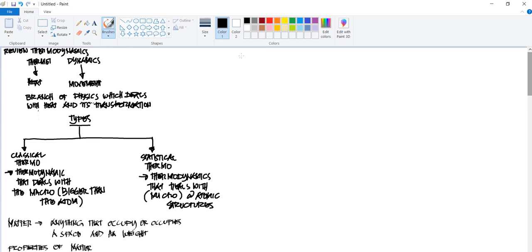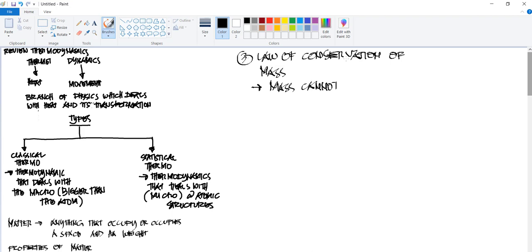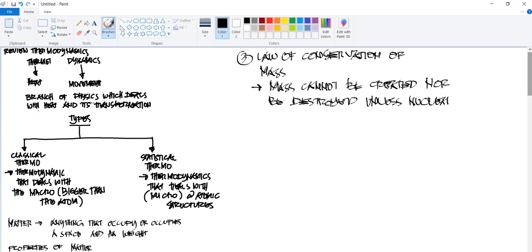So number 3 will be the law of conservation of mass. So the law of conservation of mass is defined as mass cannot be created nor be destroyed, unless a nuclear process occurred. So that defines the law of conservation of mass.